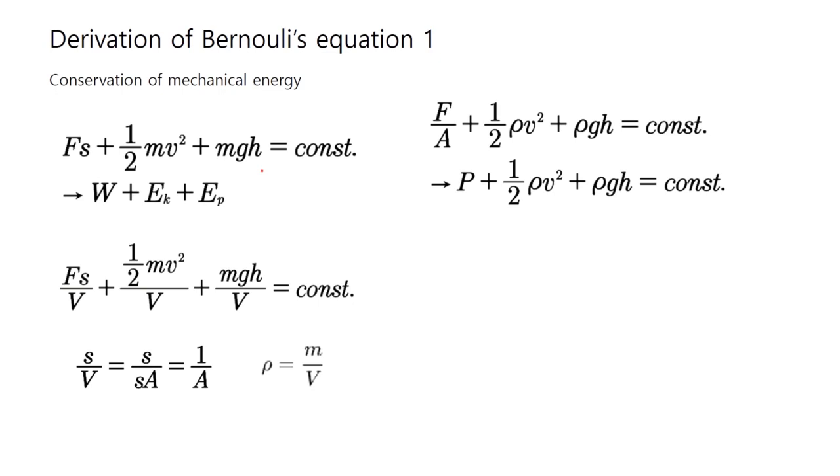Volume is area times distance, and density is mass divided by volume. From that, we can get the following equation. Force divided by area is pressure. Then we get Bernoulli's equation.